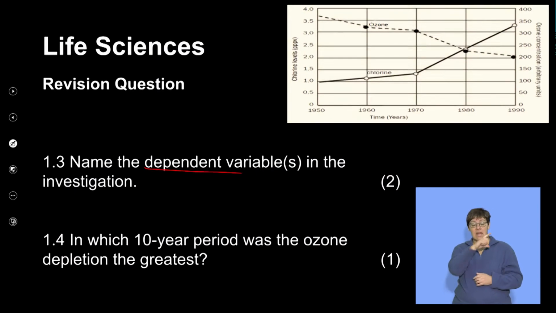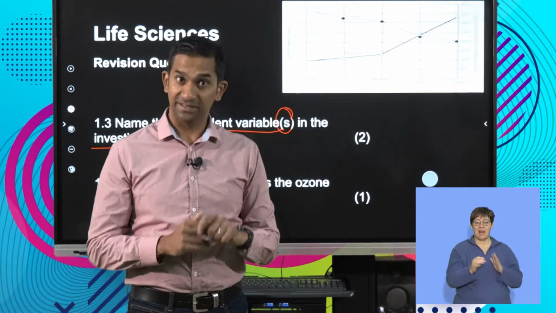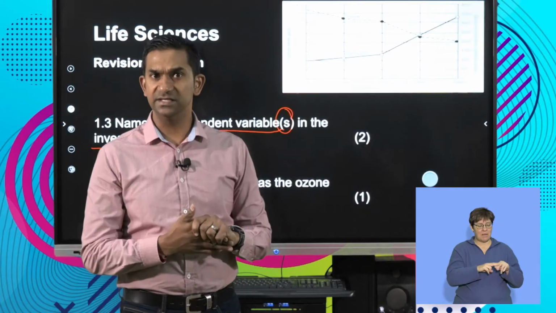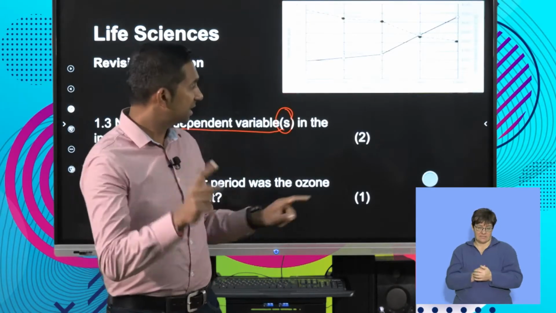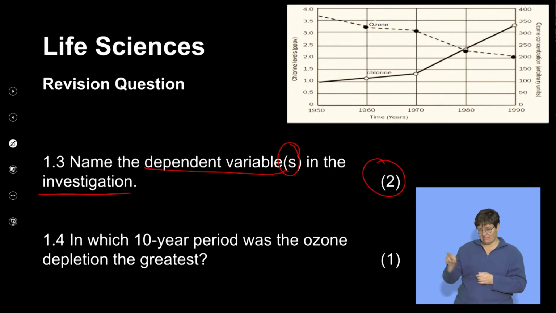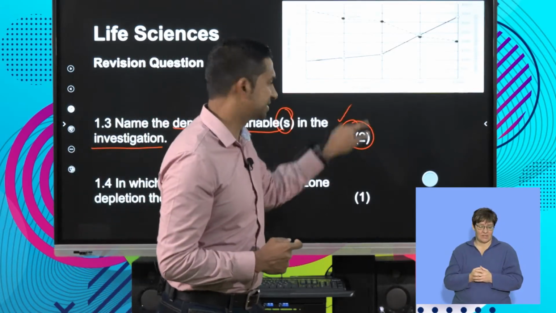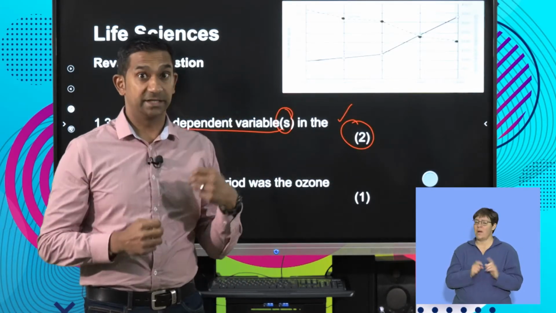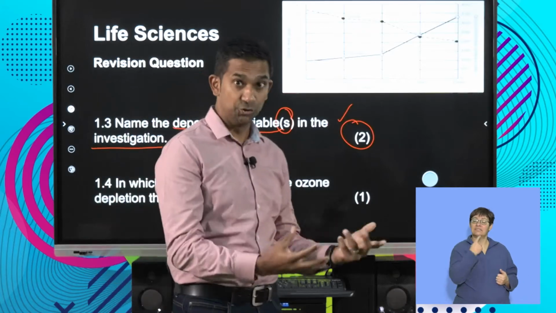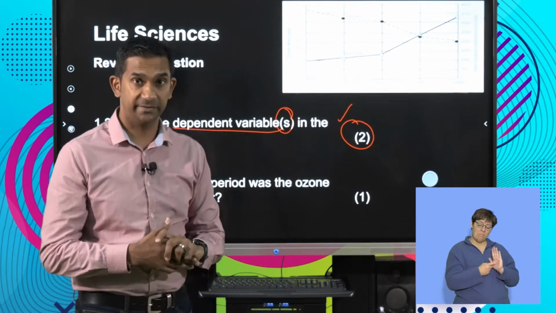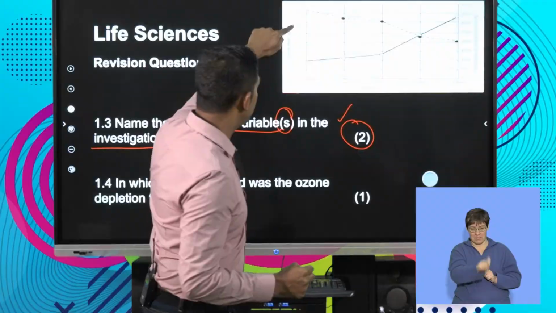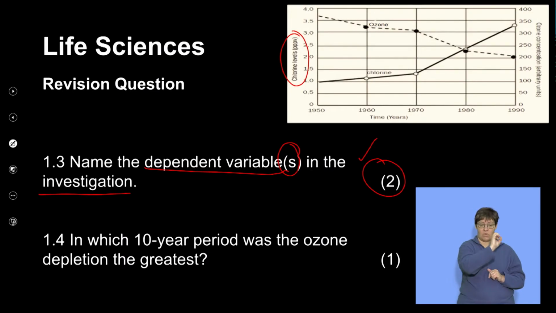Name the dependent variable or variables in the investigation. Now that we've given the graph a heading and I've helped you to identify the dependent variables, I think it would be very easy for you to do that. Let's look at the mark allocation. Guys, it's a 2-mark question. So it's possible that the examiner is hinting that there are 2 facts or 2 points that need to be recognized. Yes, so we know that the dependent variable is only on the y-axis.